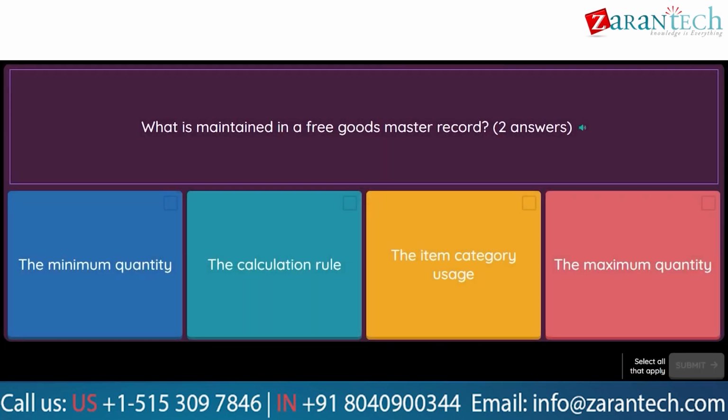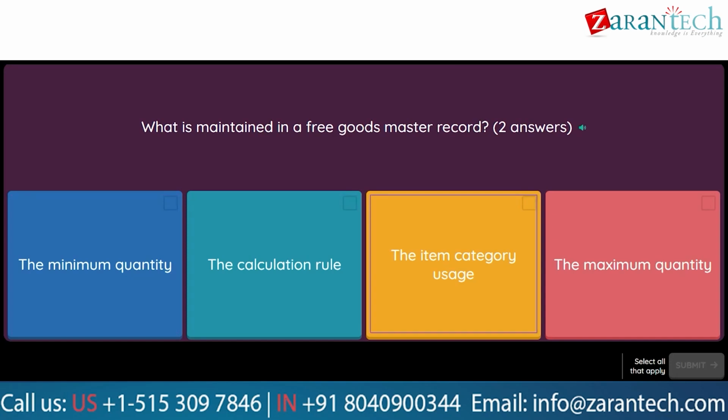Question: what is maintained in a free goods master record? 2 answers. Option 1, the minimum quantity. Option 2, the calculation rule. Option 3, the item category usage. Option 4, the maximum quantity.